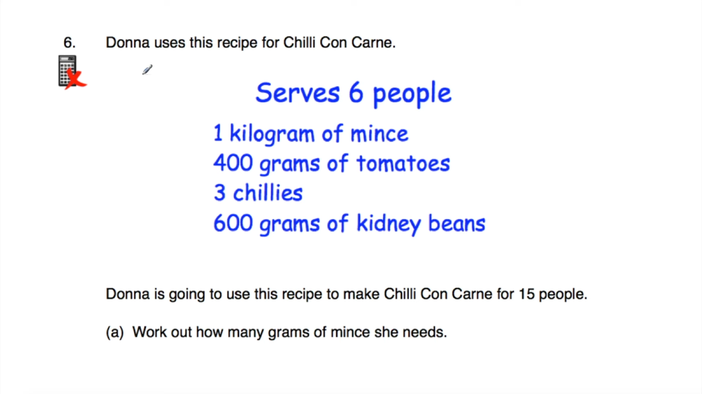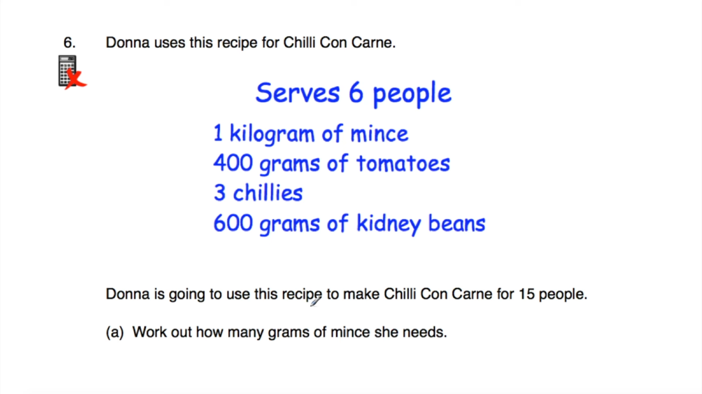Okay, let's look at our next question. Okay, let's have a look at question number 6. So question number 6 says, Donna's using this recipe for chili con carne, and we've got the list of ingredients, and it says serves 6 people, 1 kilogram of mince, 400 grams of tomatoes, 3 chilies, and 600 grams of kidney beans. And Donna's going to use this recipe to make chili con carne for 15 people.